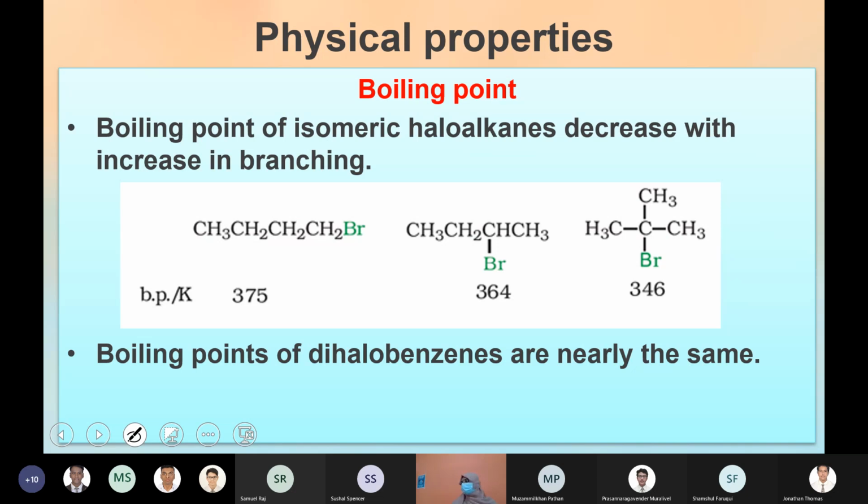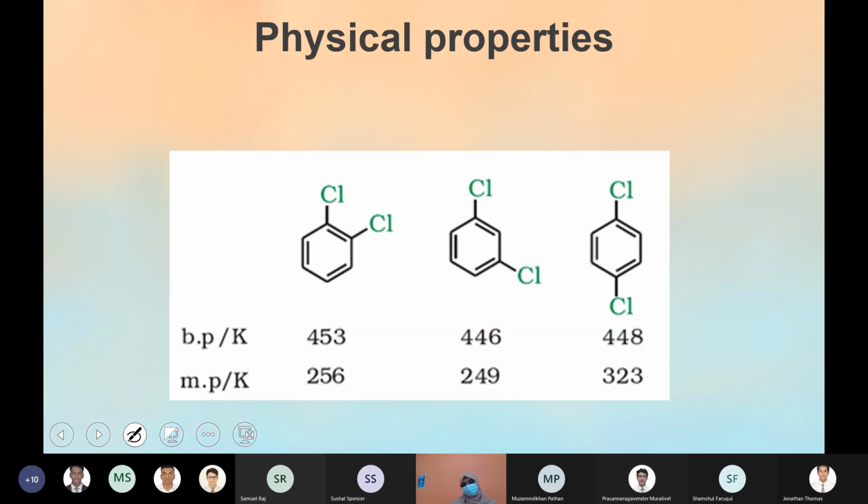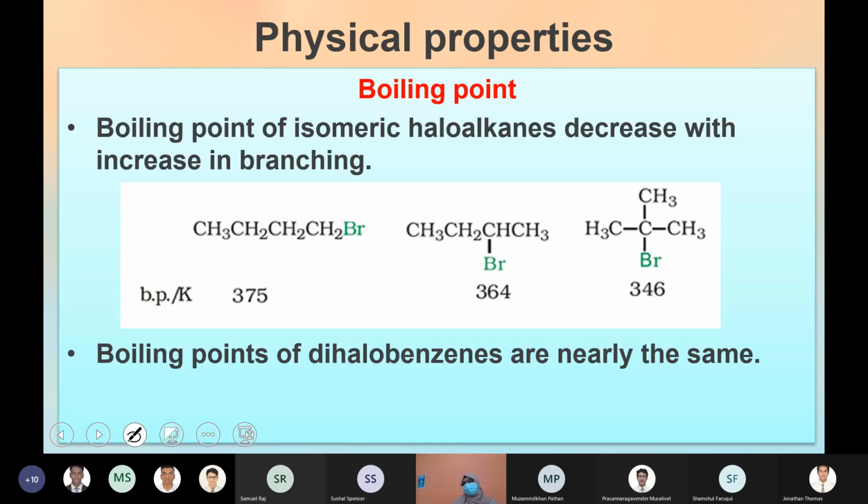So we discussed the normal long chain haloalkane. Now let's discuss the boiling point of haloarenes. Van der Waals force of attraction also increases. Or you can write branching decreases the surface area, and hence the van der Waals force of attraction.